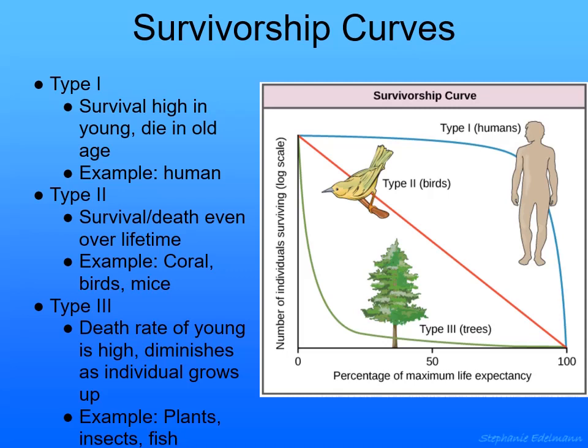Survivorship type 2, there's an equal survival of living or dying pretty much over your lifetime. Your example of that is corals, birds, mice, that kind of stuff. And we'll talk a little bit about what causes you to be a type 2. Type 3 is where the death rate of the young is very, very high. And as you get older, your odds of dying actually go down. So the examples of that are plants in general, insects, a lot of insects anyway, and fish.